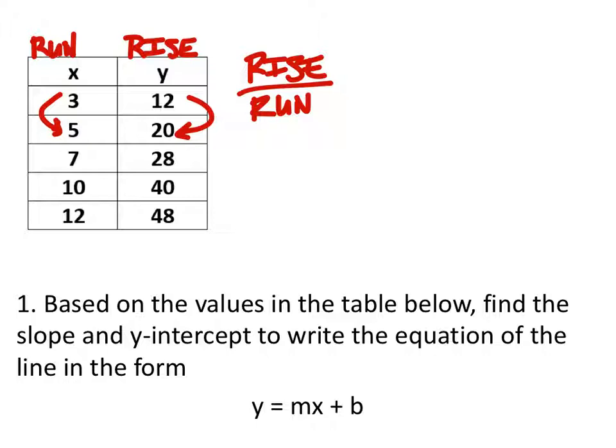So the rise, this is going from 12 up to 20. So that would be up 8 units, which gives us a rise of positive 8. That's good so far. And then the run, this is going to the right from 3 to 5. But how far? That would be 2. So the run is to the right 2, and this would simplify to 4. So that's rise over run on that, and I'm going to show it as 4 over 1 for now, because this will help us to figure out what the y-intercept is.